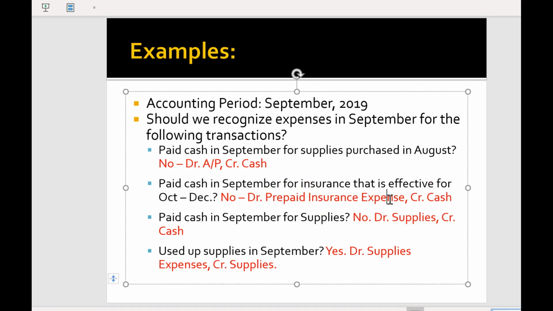Now you'll see expense on the debit side. It says expense, but it's not an expense. Prepaid expense is an asset. Okay, this is just like a prepaid phone card. You have a prepaid phone card, you have a prepaid Amazon card, gift card, and so on and so forth.